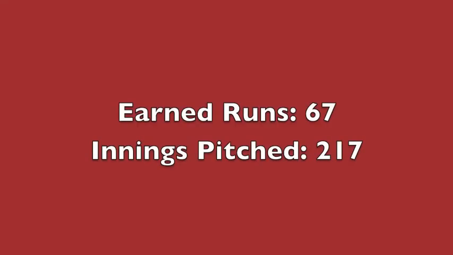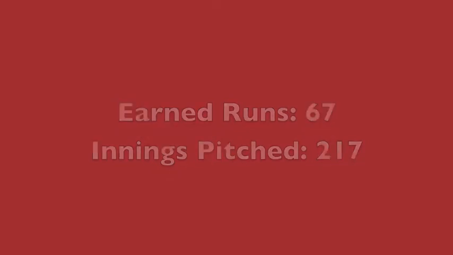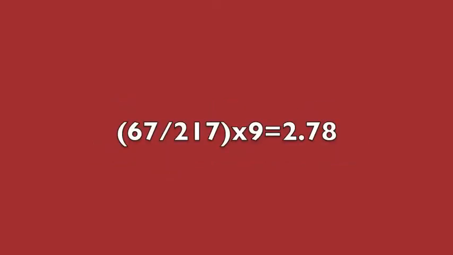So for an example, let's find Johnny Cueto's ERA for the 2012 season. Cueto allowed 67 earned runs, and he pitched for 217 innings. 67 divided by 217 times 9 is equal to 2.78. So Cueto allowed 2.78 earned runs for every 9 innings he pitched.